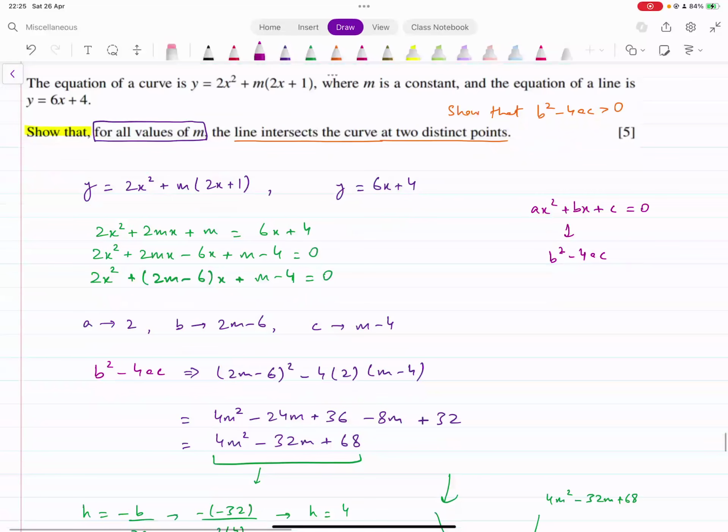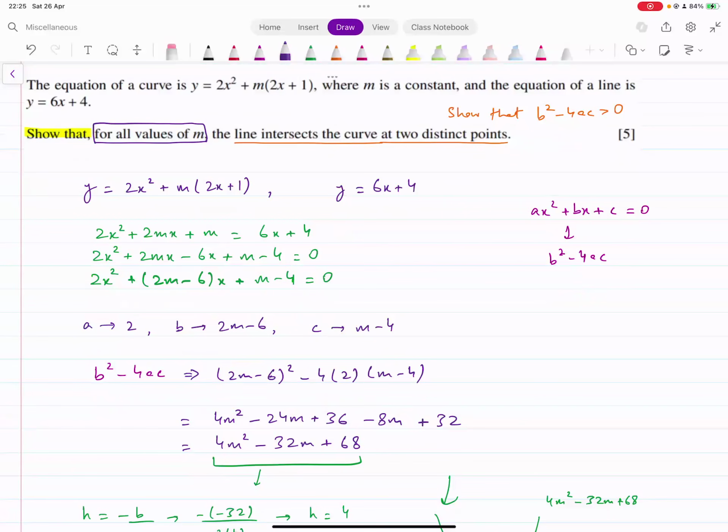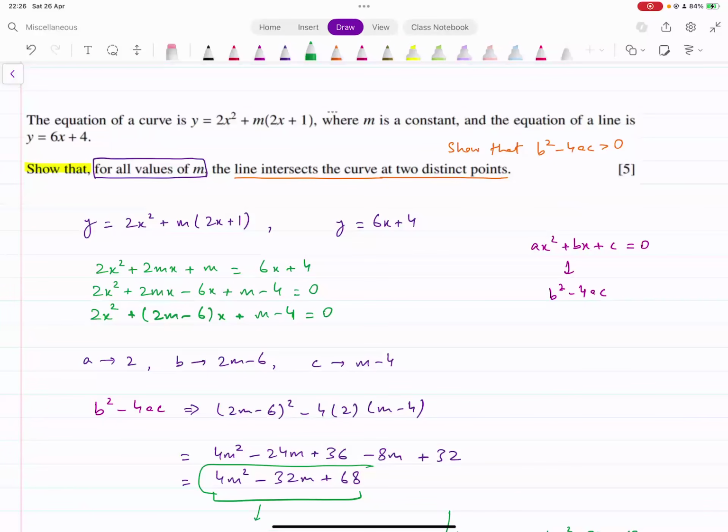Now, we are not going to say that b squared minus 4ac is greater than 0. We're not going to say that. We're just going to simplify b squared minus 4ac. So we input the values of b, a, and c, simplify b squared minus 4ac, and that gives us this eventually: 4m squared minus 32m plus 68. Okay, this is what we get.